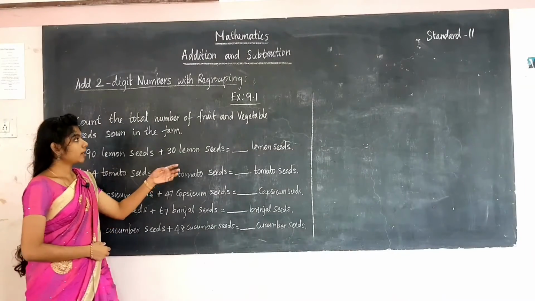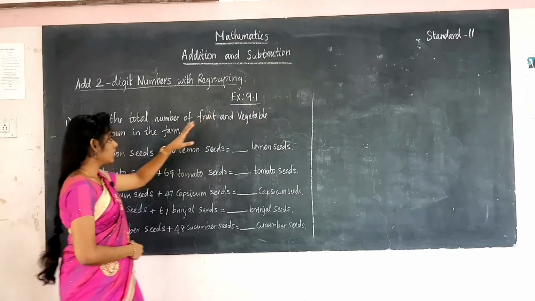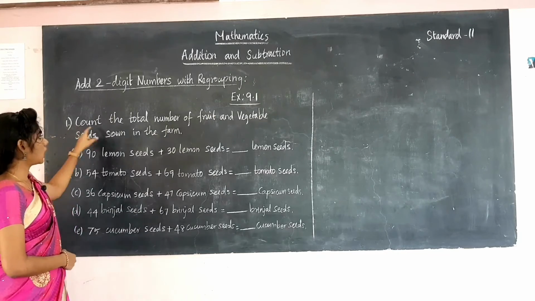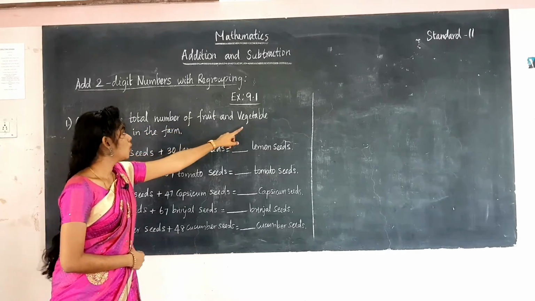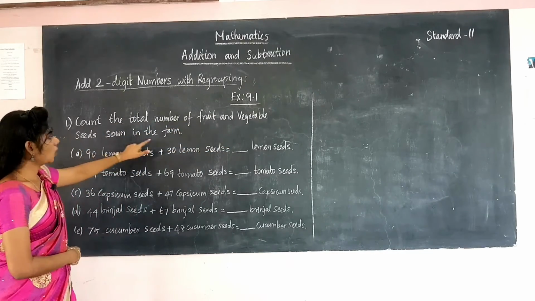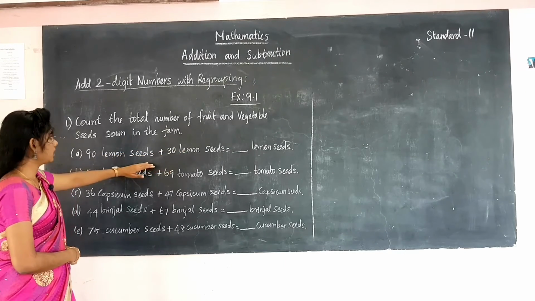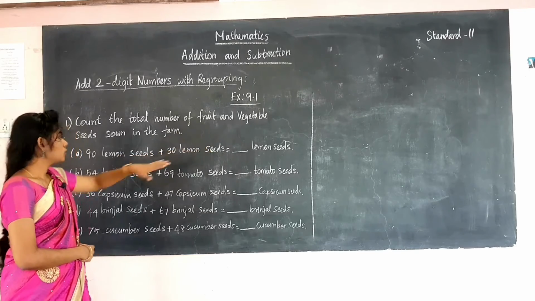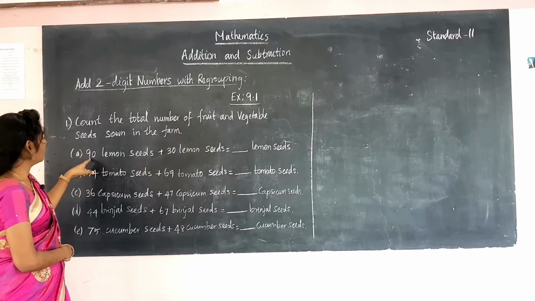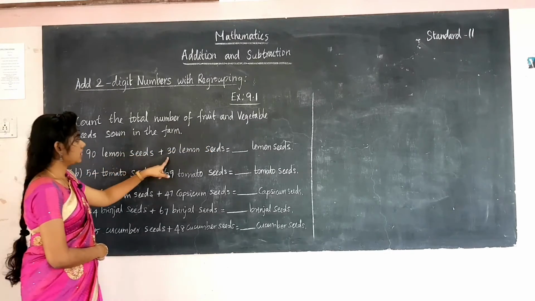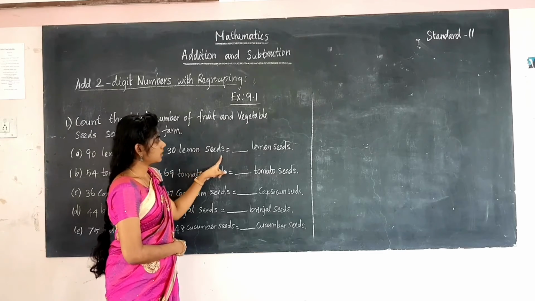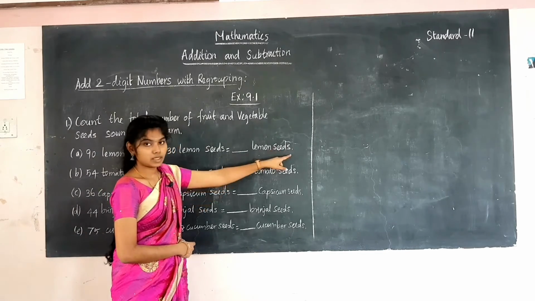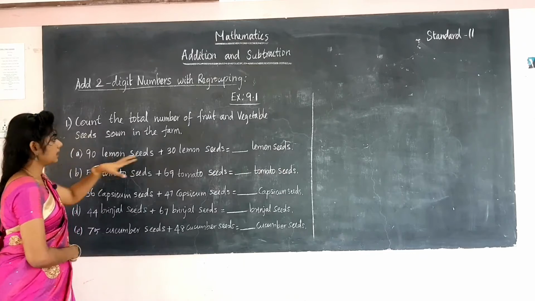So now we shall try the exercise problem 9.1. See the first question, what is given? Count the total number of fruit and vegetable seeds sown in the farm. So we are going to find the answer. We have to count the total number of fruit and vegetable seeds. So see the first, what is given here? 90 lemon seeds plus 30 lemon seeds is equal to dash lemon seeds.